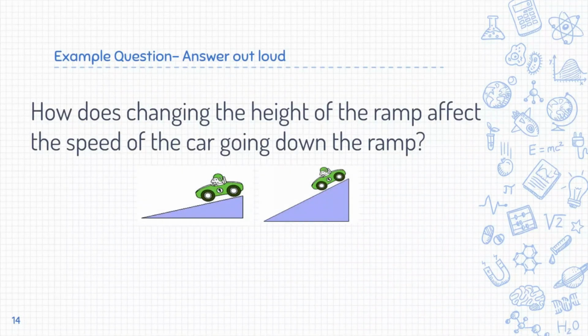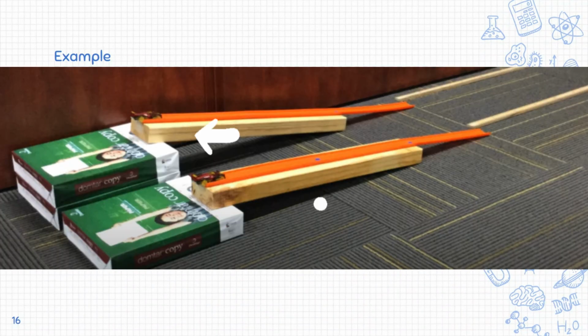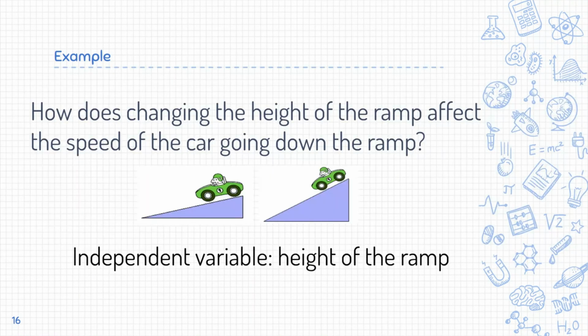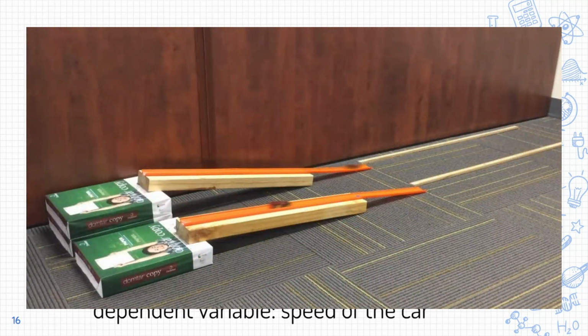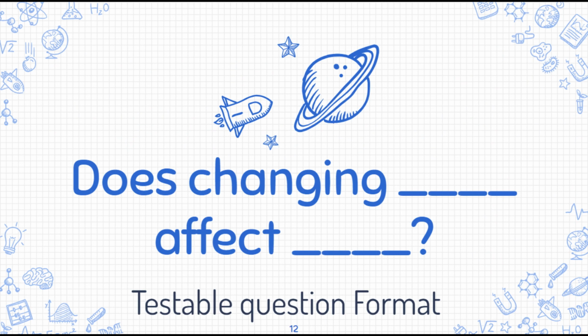For example, if I'm asking the question, how does changing the height of the ramp affect the speed of the car going down the ramp? What is my independent variable? Well, I'm choosing to change the height of the ramp. That's my independent variable. What is my dependent variable? I'm going to measure how fast the car goes. That would be my dependent variable. So my testable question would be, does changing the ramp height affect the speed of the car?